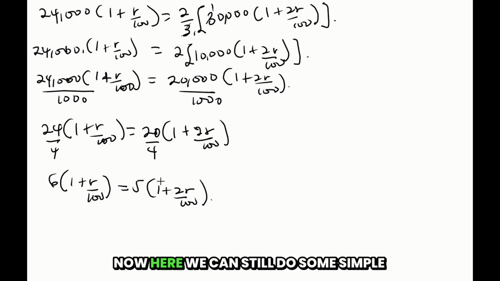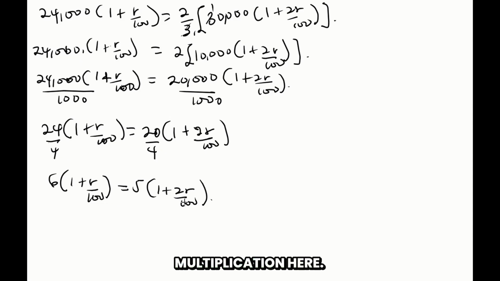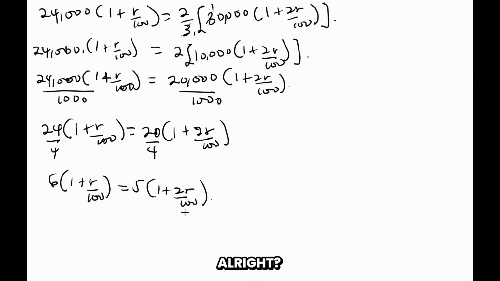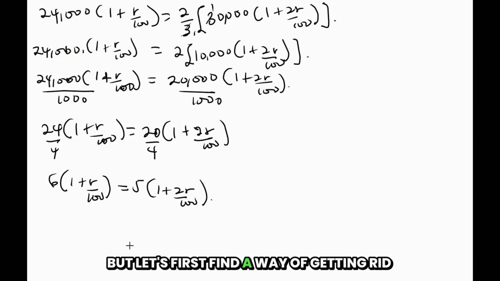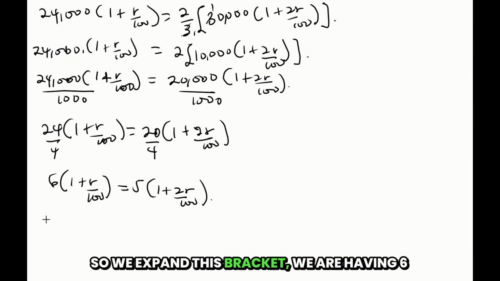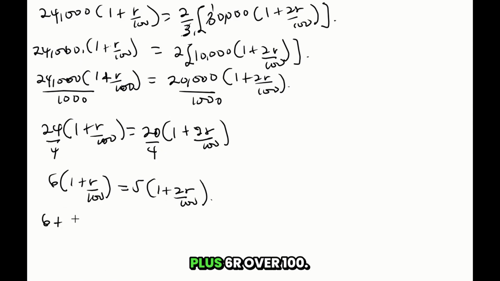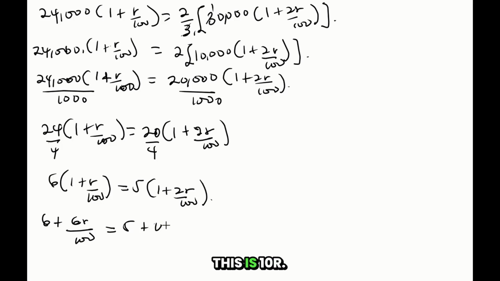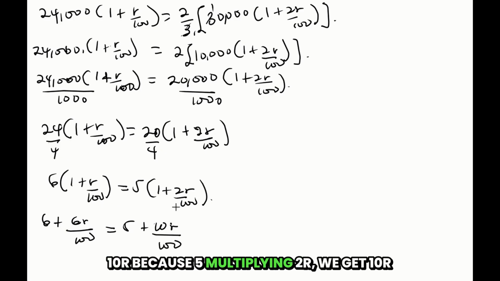Okay. Now here we can still do some simple multiplication. We can divide here to let 2 cancel the 100. But let's first find a way of getting rid of our denominators. So we expand this bracket. We are having 6 plus 6R over 100. This is equal to 5 plus 10R over 100, because 5 multiplying 2R, you get 10R over 100.